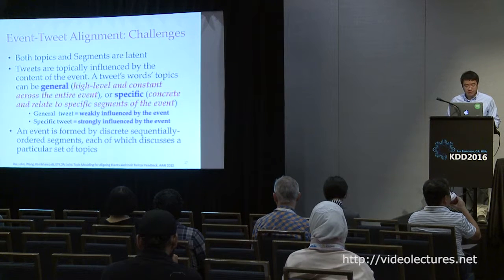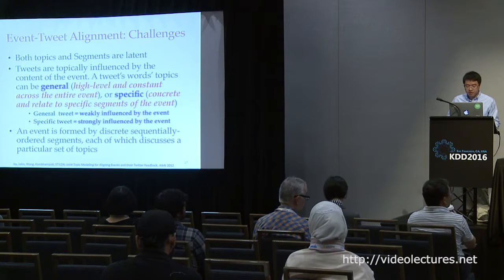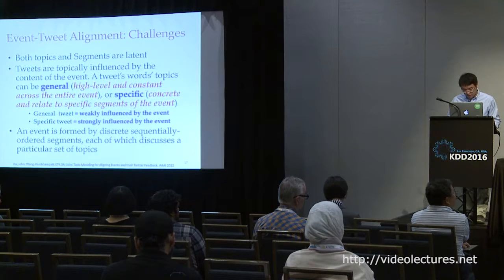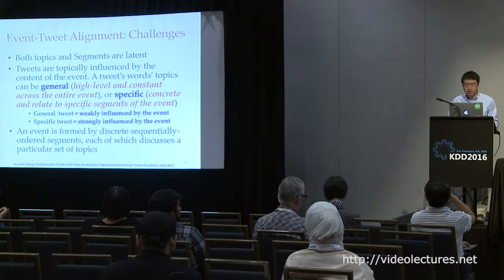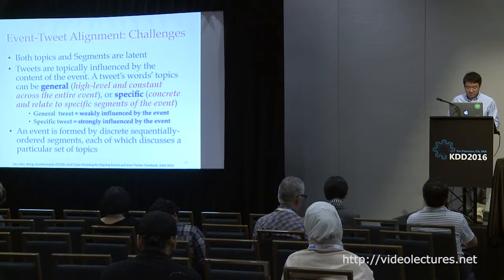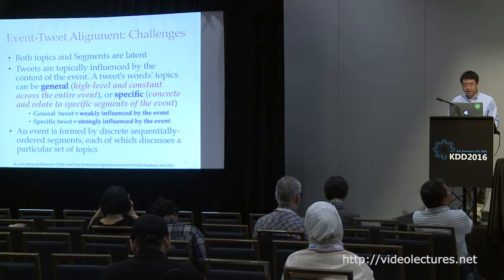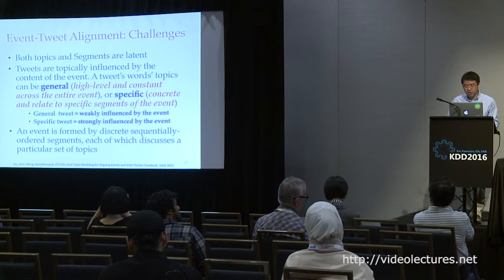On the other hand, as I said earlier, given the topic inference, tweets are typically influenced by the content of the event, and a tweet's word topics can be very general, very high level and consistent across the entire event, or they can be very specific, which is concrete and relates to specific segments of the event. The third challenge is that an event is formed by discrete, sequentially ordered segments, each of which talks about a particular set of topics. And again, these topics and segments are latent.